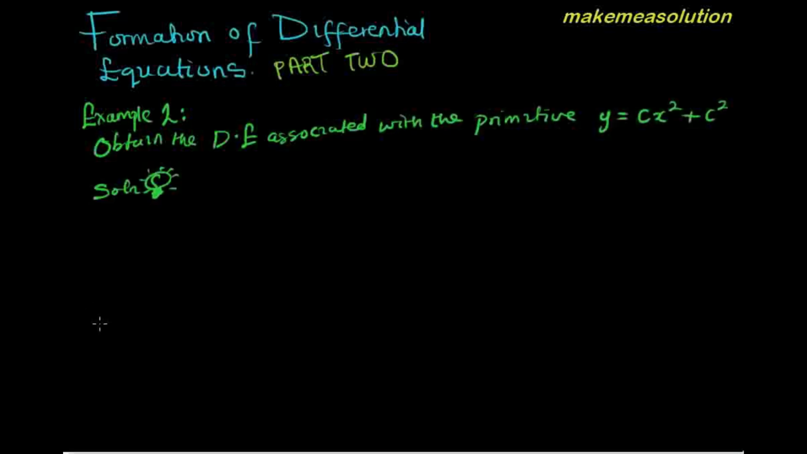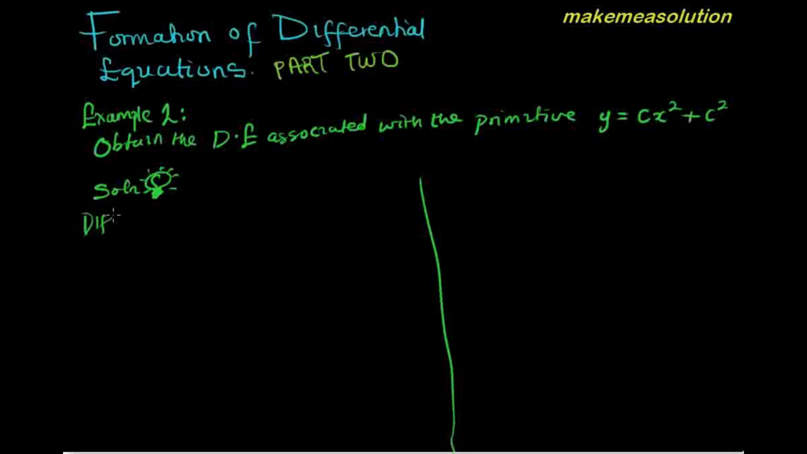Alright, in example 2, we are to obtain the differential equation associated with the primitive y is equal to cx squared plus c squared. Now this is really a very important point. I need to point something else out to you. This question was intentionally set, and you'll be asking yourself, how many arbitrary constants am I dealing with in this case? But it's just one. It's still c, that's the arbitrary constant in question. So you're going to differentiate only once. Is that okay? So let's split the screen and begin.